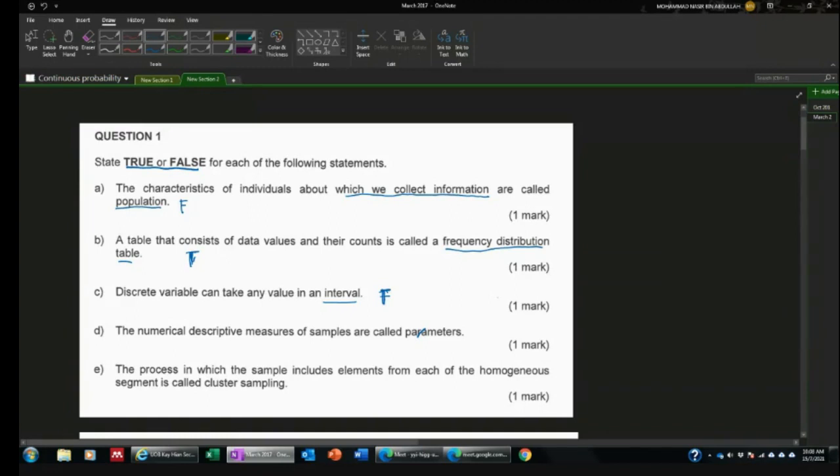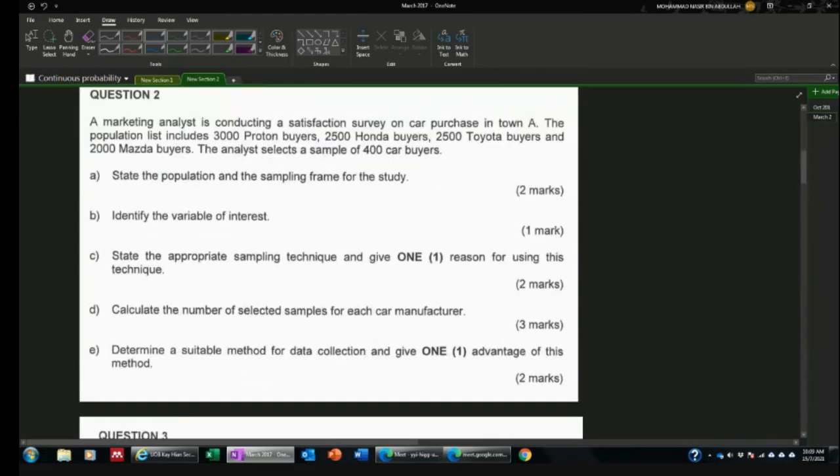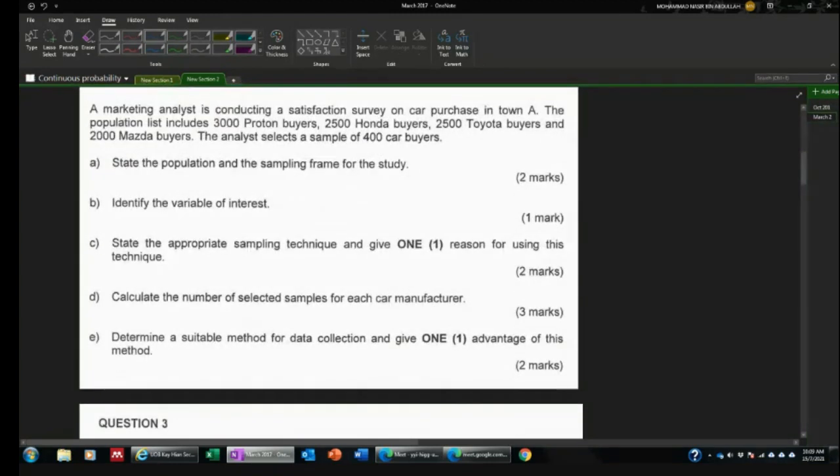Numerical descriptive measure of a sample is called parameter. This is false. For a sample, it is called a statistic. The process in which the sample includes elements from each homogeneous segment is called cluster sampling. This is also false, right? A process in which the sample includes elements from each homogeneous segment is what? Sampling technique, or sampling unit. So now let's look at question number 2.